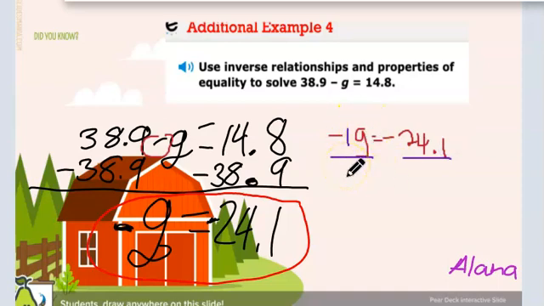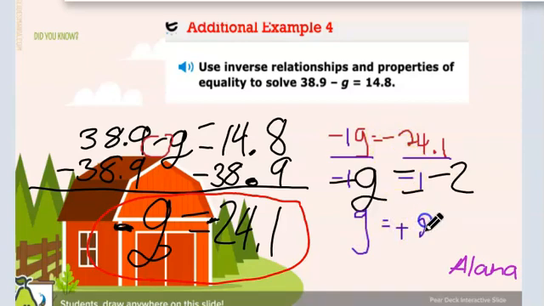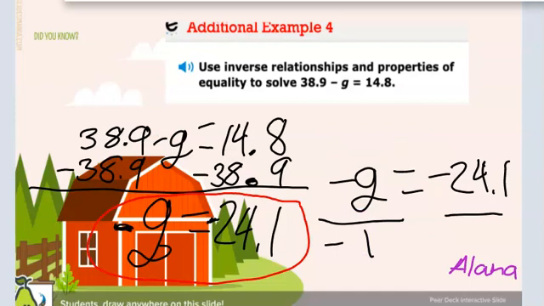1. No, not just 1. Positive 1. No. Negative 1. Omar said negative 1, because negative and negative is positive. So I'm going to put this negative here. So that's going to be negative and negative, so that's going to be positive. And then we have G equals negative and negative, that makes it positive 24.1. Alright, Alana, fix it. Right?